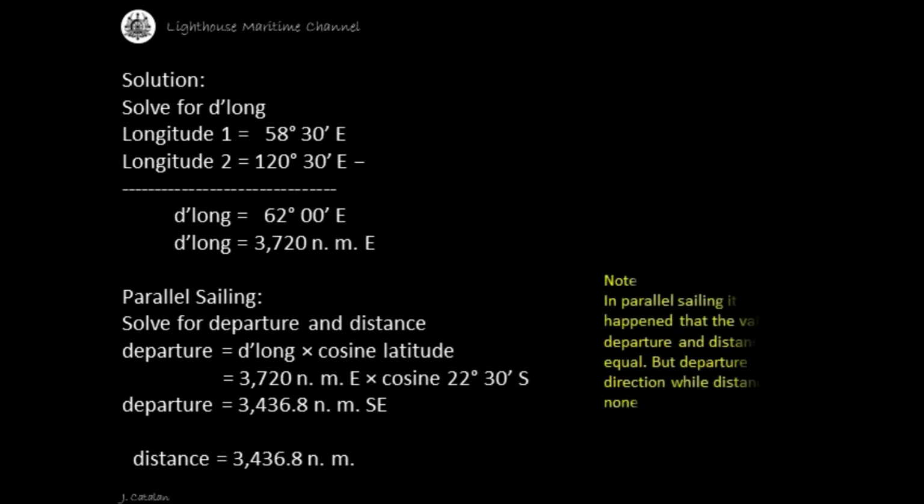Note. In parallel sailing, it so happens that the value of departure and distance are equal. But departure has a direction, while distance has none.